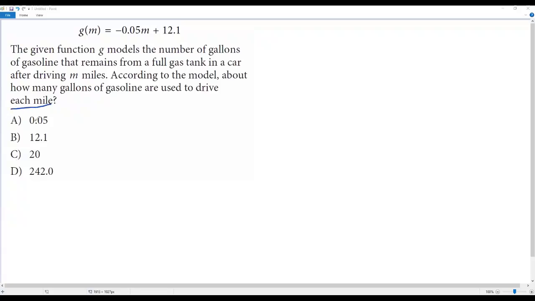So each mile means 1 mile. So according to the question, we have to find the number of gallons of gasoline used to drive 1 mile. Now let me take the given function, that is g of m is equal to negative 0.05 m plus 12.1. Let me rewrite the function by taking the 12.1 at first, and then negative 0.05 m.